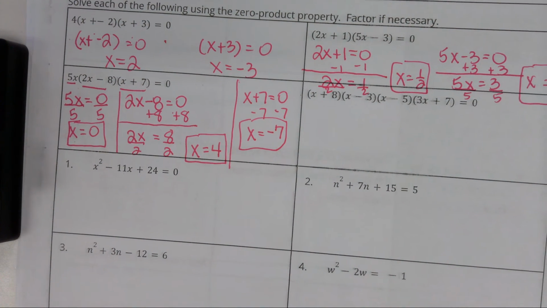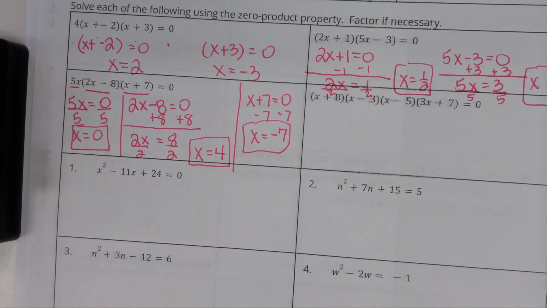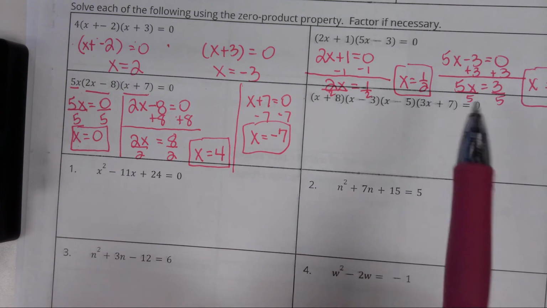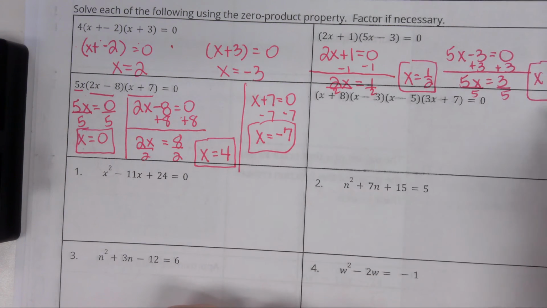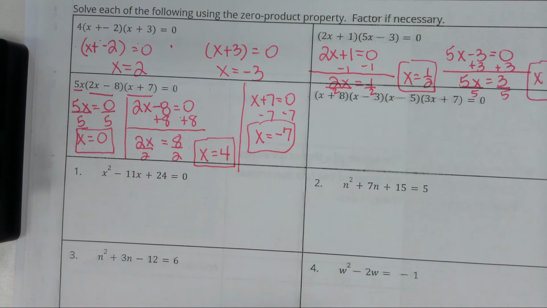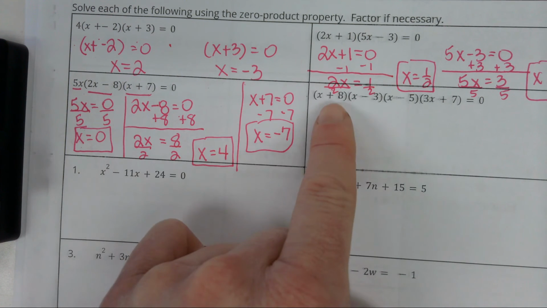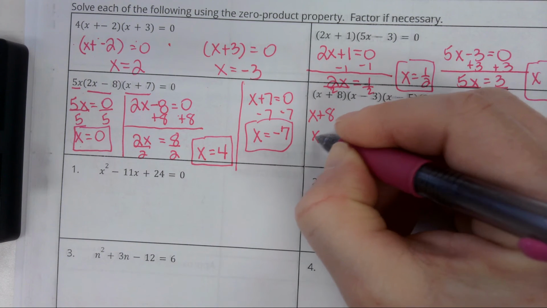Okay. You want me to do the next one? Sure. How many are there on the next one? 3. 4. There's 4 of them. Well, three of the solutions you hardly have to do any work to solve. What's the solution of x plus 8 equals 0? I think we can do that without x equals negative 8.